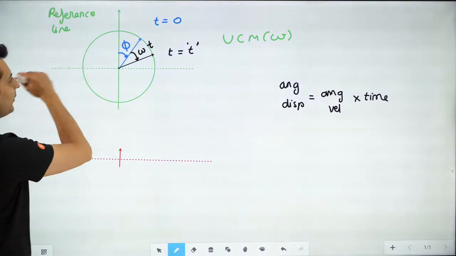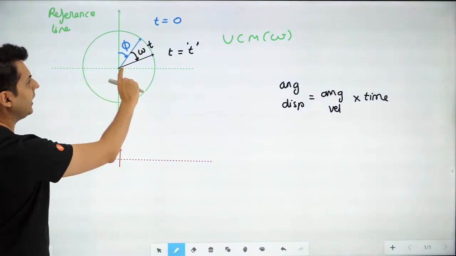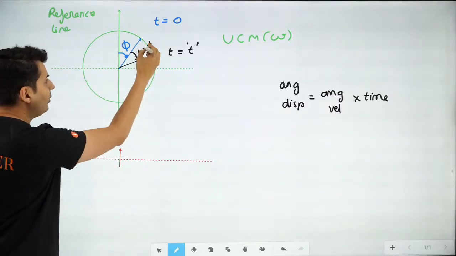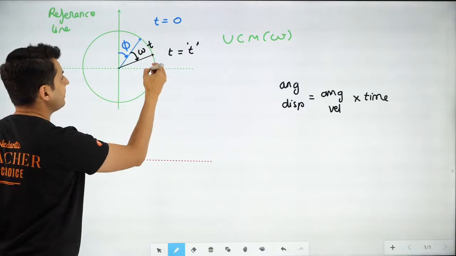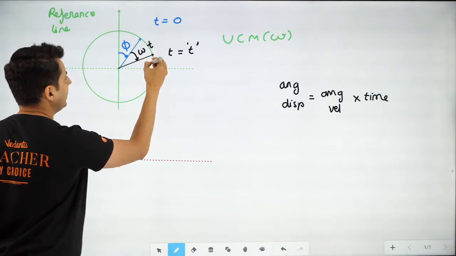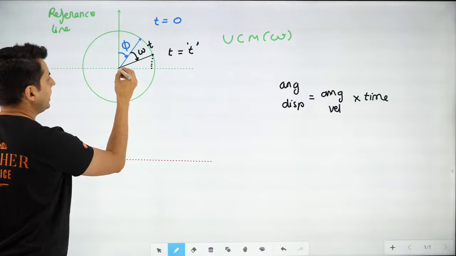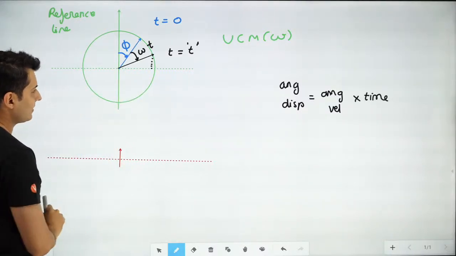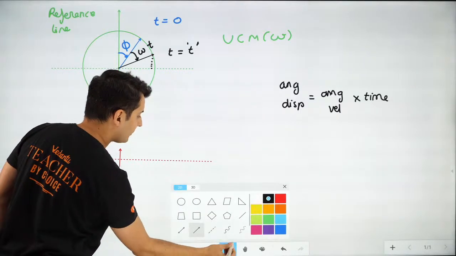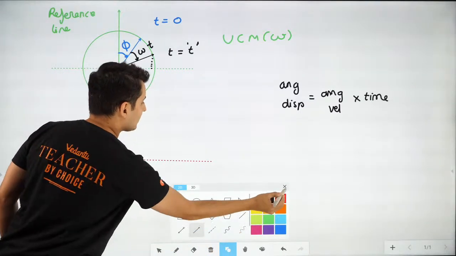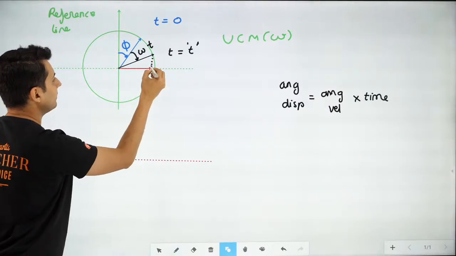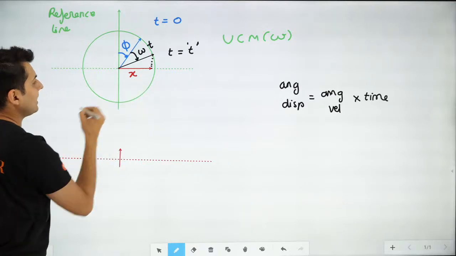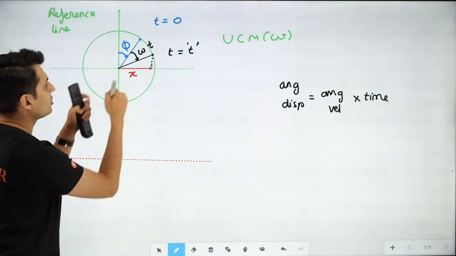Now here is the thing. Imagine I now draw a perpendicular from here, and I just see what is the length on the x-axis, from here till here. So guys, that length I'm just going to call x.